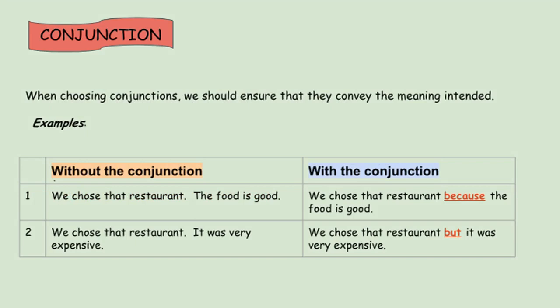Let's look at these two sentences. First, without the conjunction. We chose that restaurant. The food is good. Now, look at these two sentences joined by a conjunction. We chose that restaurant because the food is good. Next sentences. We chose that restaurant. It was very expensive. Now joined by a conjunction, our sentences become one. We chose that restaurant but it was very expensive.